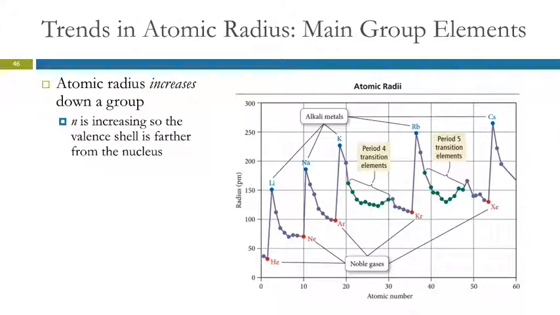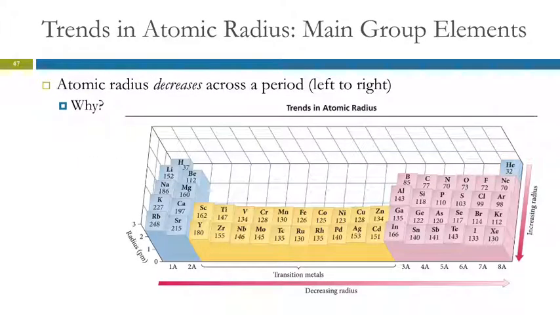Now, when we go across a row, things get different. So like the second period, lithium to neon. That's not what we would expect, right? Neon is a more massive atom. You would expect it to be larger, but it isn't. It's actually smaller. We see that atomic radius decreases as we go from left to right. What?